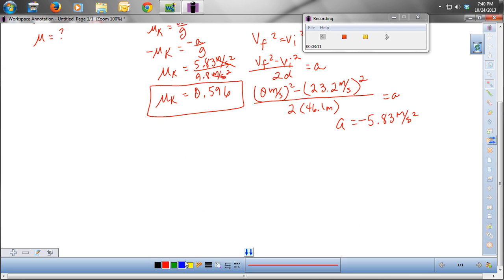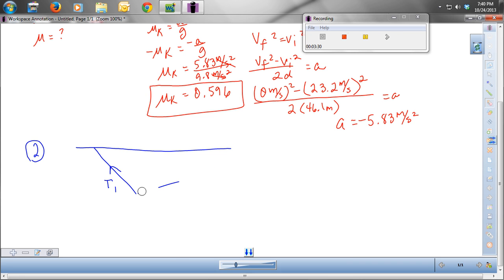Alright, the second one. Second question says you have this setup, and you have tension 1 and tension 2. And you have this angle is 20, and I believe this angle is 35. So my diagram's not really very good, but I think you can kind of get an idea. The one on the handout is much better.